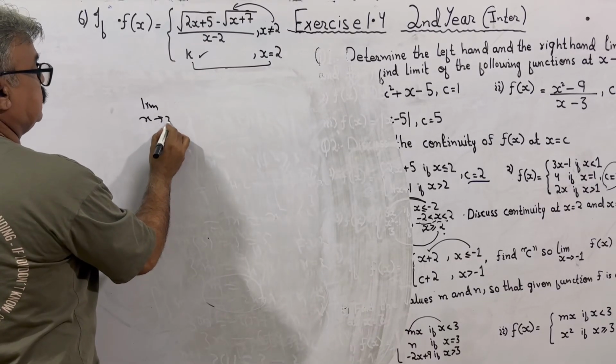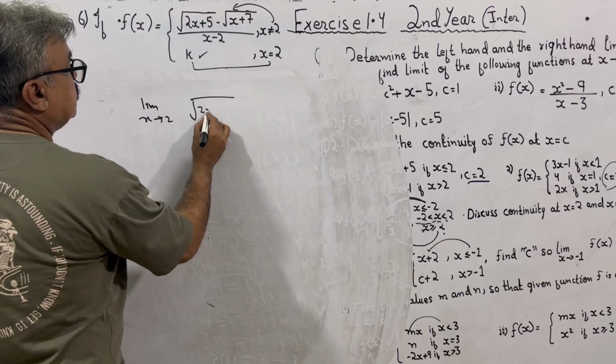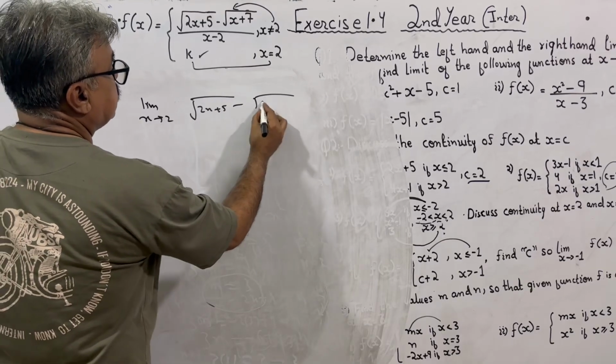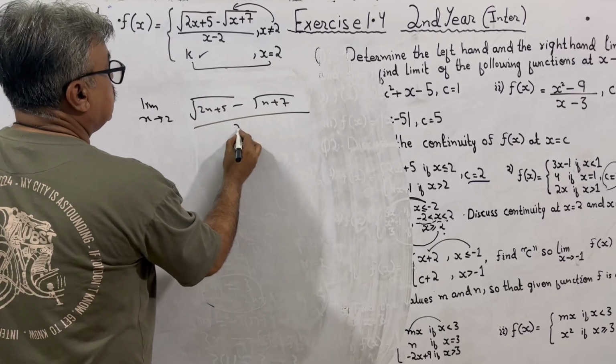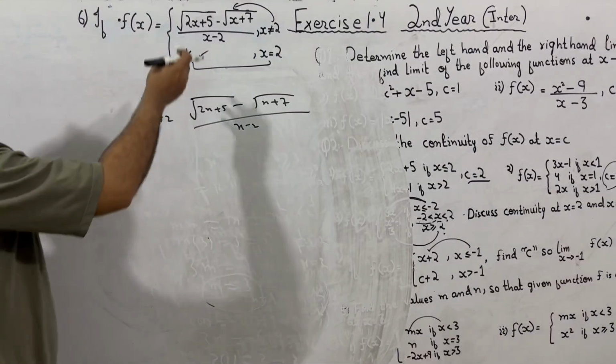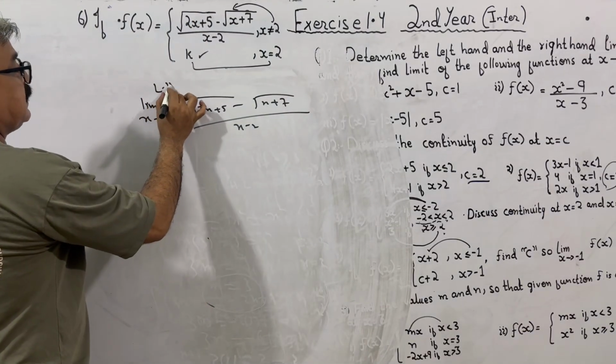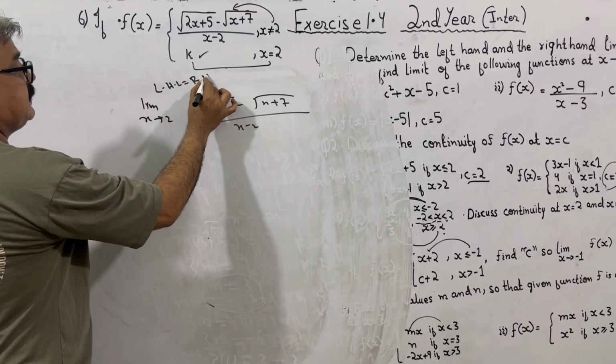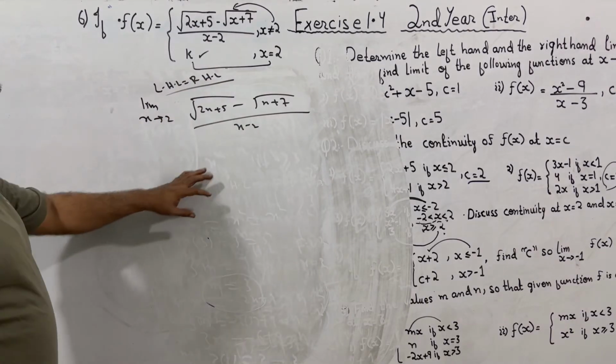Limit x tends to 2. So this is our function, square root of 2x plus 5 minus square root of x plus 7, over x minus 2. Because we have given a single piece, we can manage. It is our left hand limit as well as our right hand limit, because there is only one piece. It works for both.